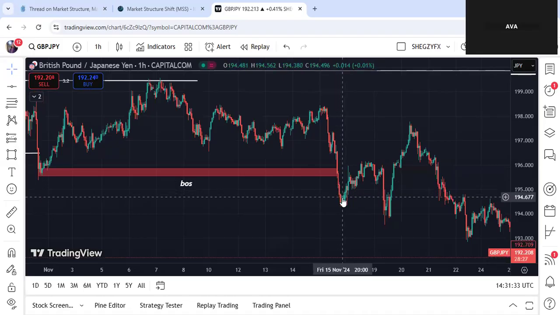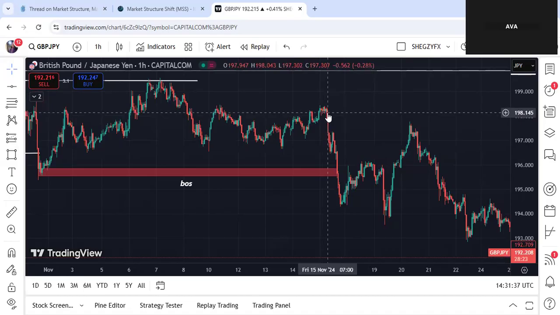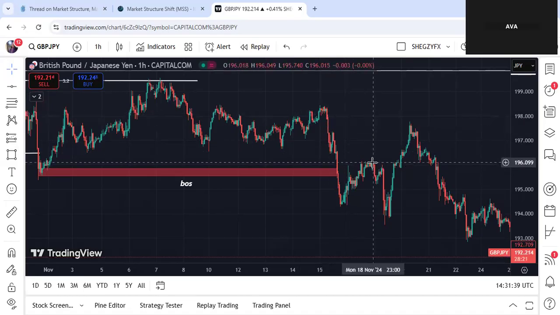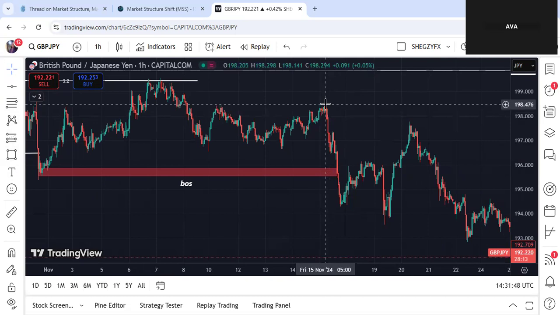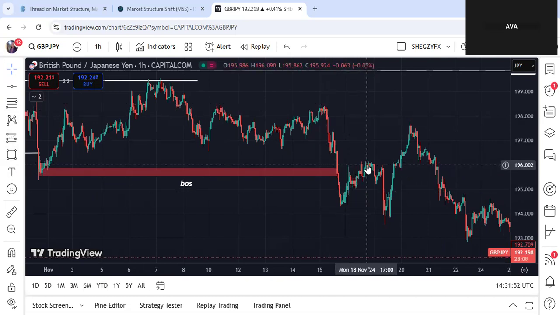It broke here. Then the market will retrace again. You can see it retrace. This is a little retracement. I don't like taking little retracements. I like the retracement that is very close to the previous low, the resistance. Exactly. So it retraced, then came down.